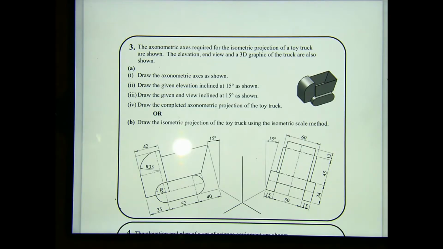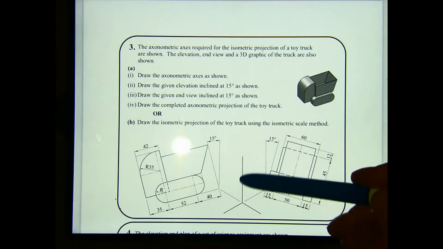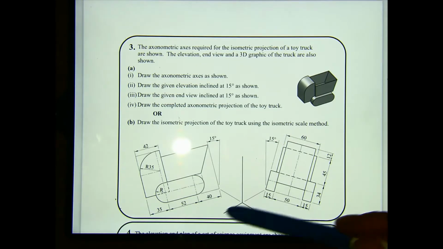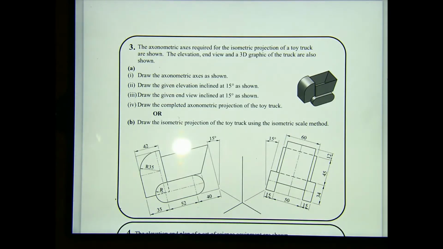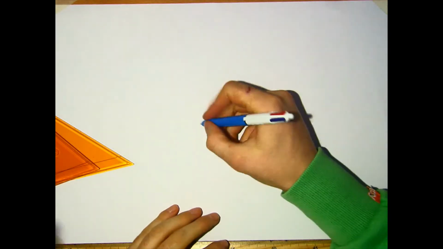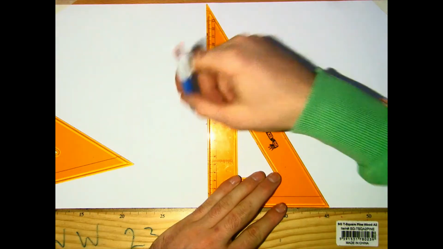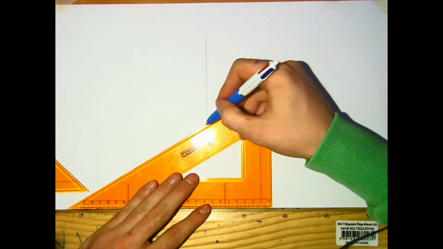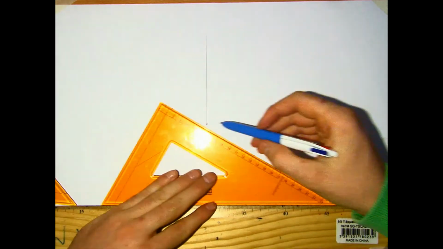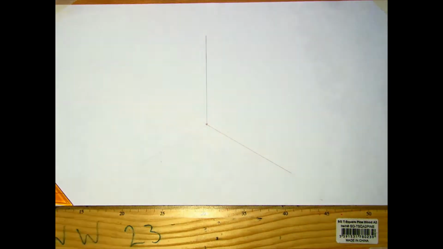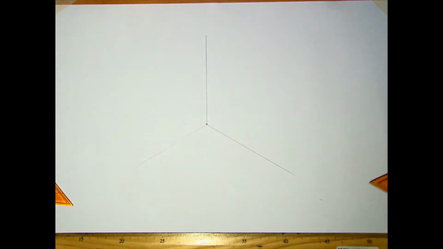Okay, so first of all, I'm going to draw my axonometric axis, which is a vertical line, and 30 degrees to the left and 30 degrees to the right. On my sheet, I just got the very center of it. From there, we're going to draw a vertical line. These are the axes, remember. A line at 30 degrees to the left and a line at 30 degrees to the right. Okay, so that's my axis that the question asked for.